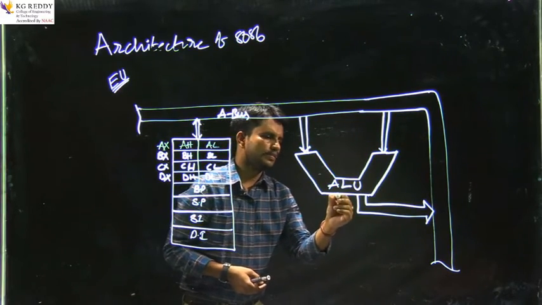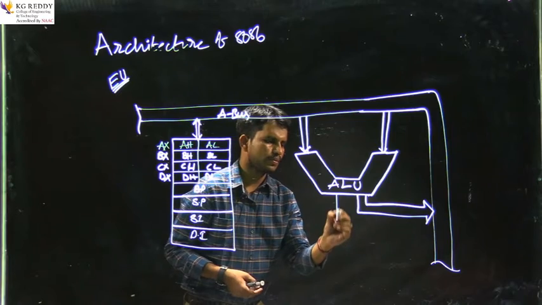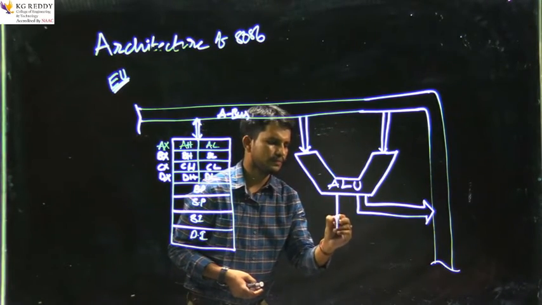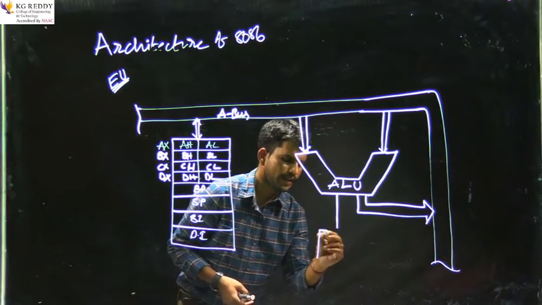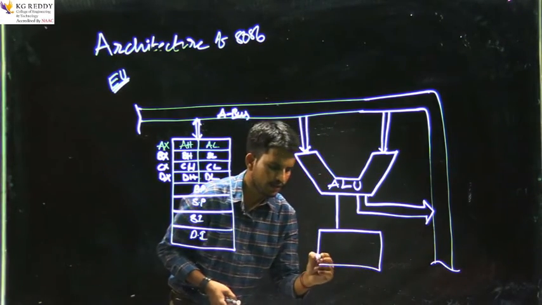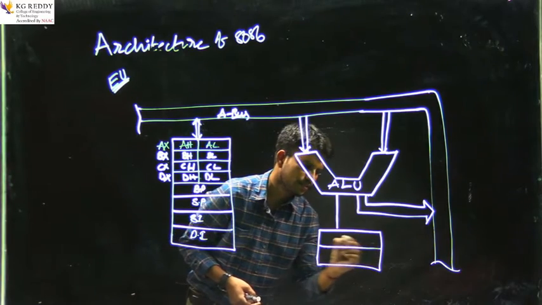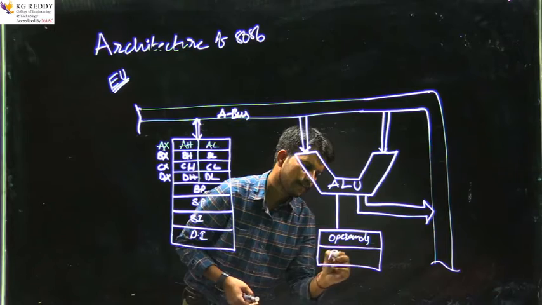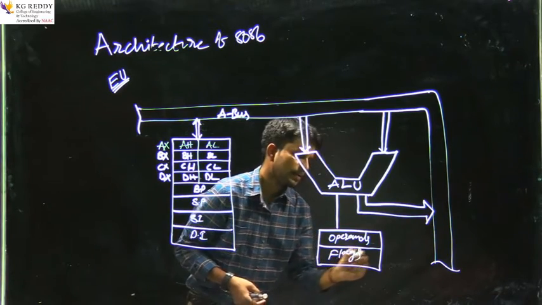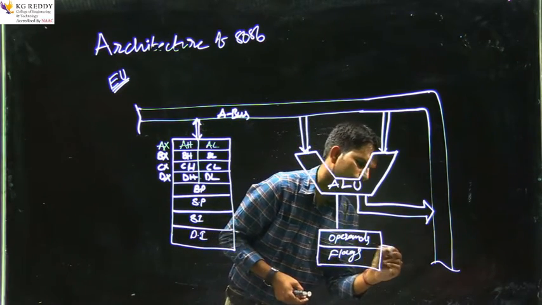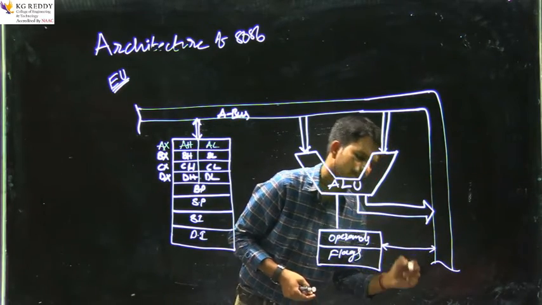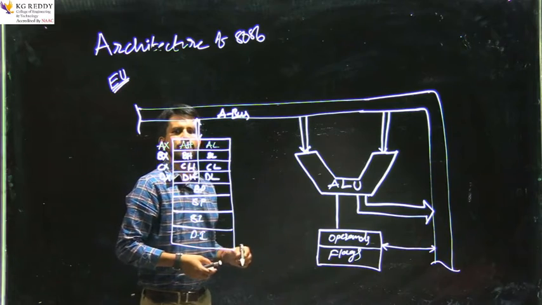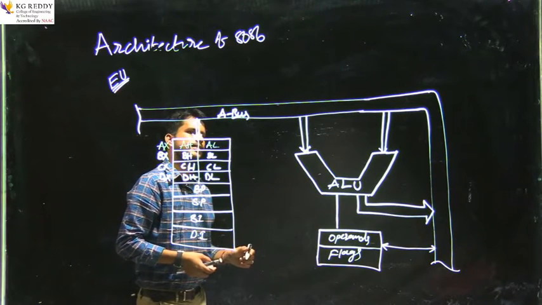Along with this ALU, we have one special function register called operands and flags. This is one more 16-bit register. The operands and flags keep on updating the status of the currently running program. This is basically the execution unit part of the 8086 microprocessor.